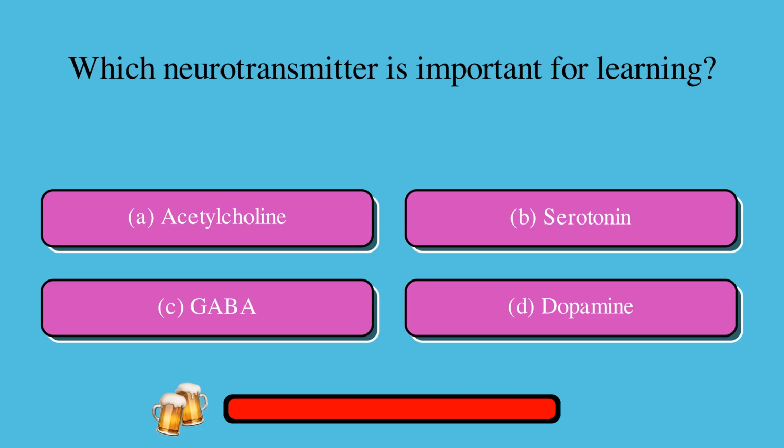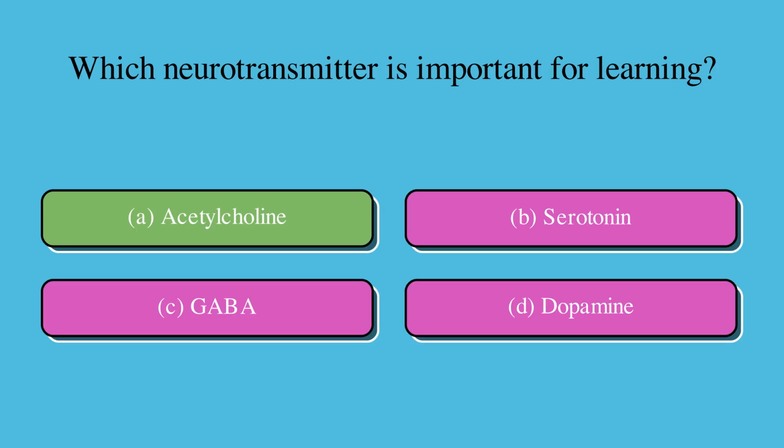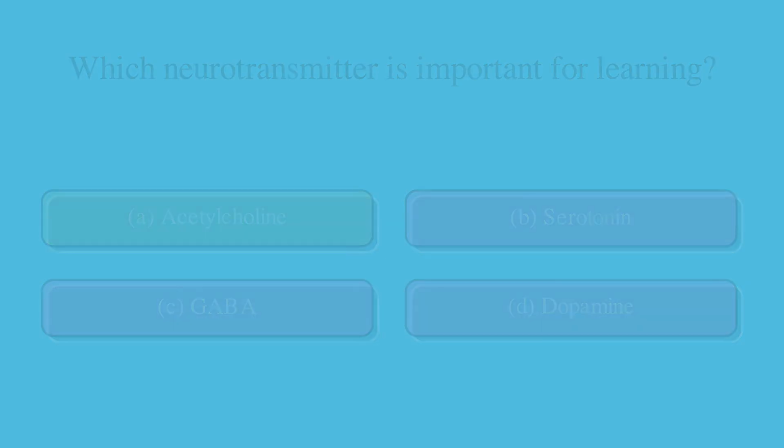Which neurotransmitter is important for learning? A. Acetylcholine, or B. Serotonin, or C. GABA, or D. Dopamine. The correct answer is A. Acetylcholine.